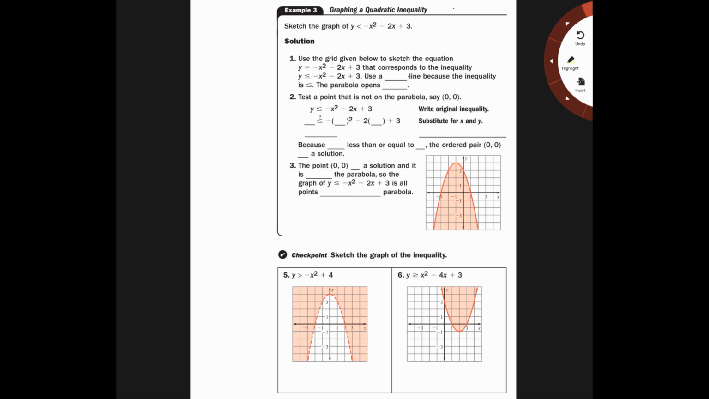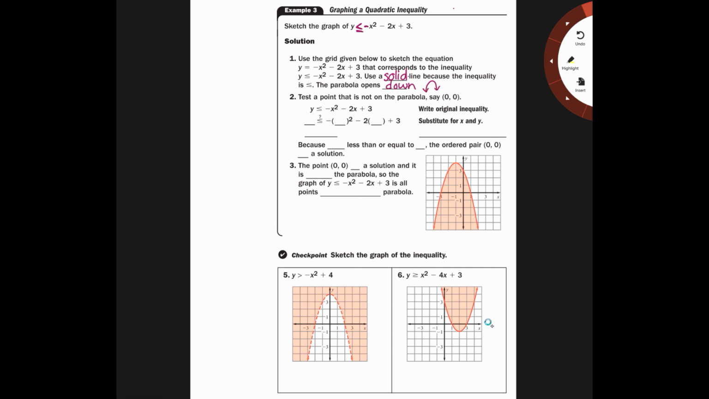So we need to sketch the equation, and it actually here says it's less than or equal to, so I guess we'll go with that. We'll change this part up here. Okay, so if it's less than or equal to, we're going to use a solid line because the inequality is less than or equal to. And we can also see that this is a negative 1 here. So my a is negative, so my parabola is going to open down. So it's going to be like a frowny face.